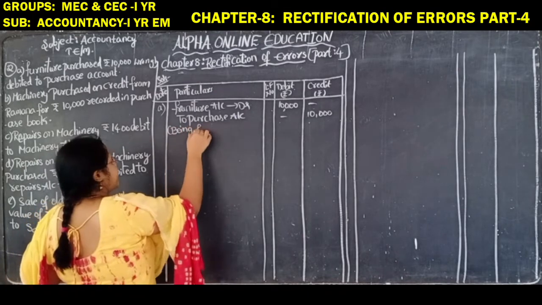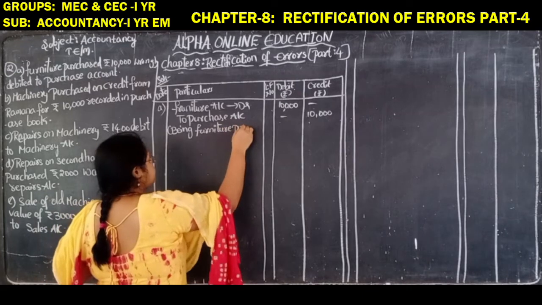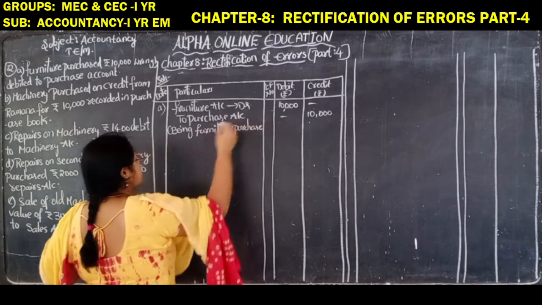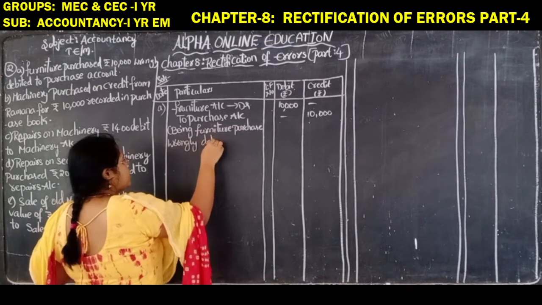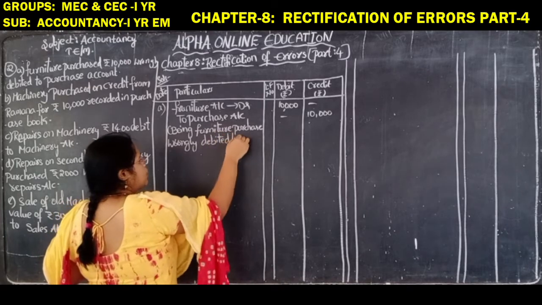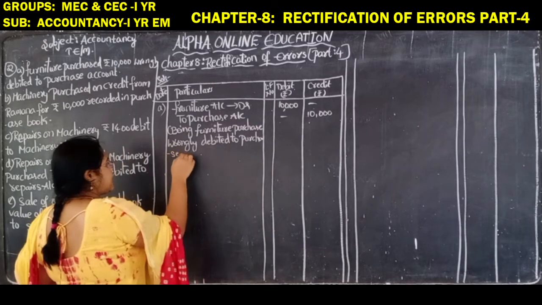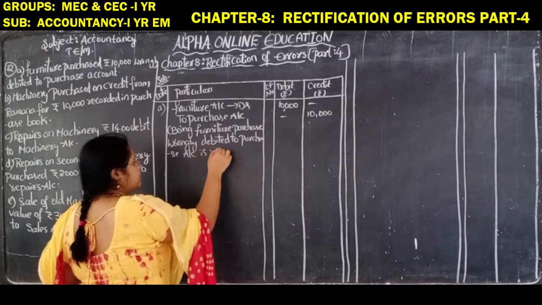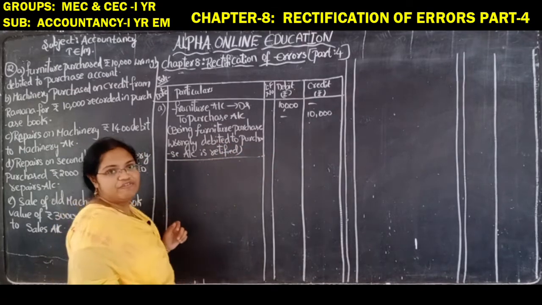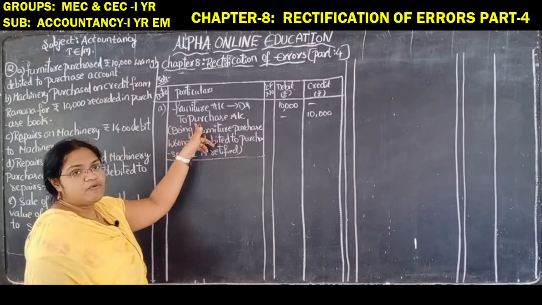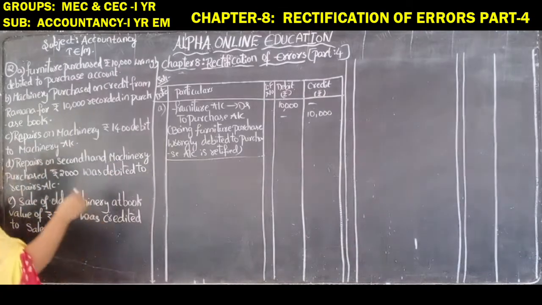Being furniture purchase wrongly debited to purchase account is rectified. So this is the narration of the entry. They debited, and we are doing it as a credit. Now it is equal. Now see the next entry.